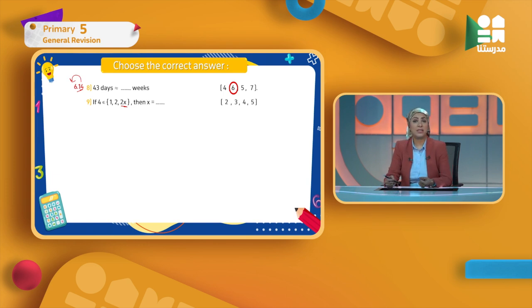So 2 times what gives me 4? It's 2 times 2. So this is the answer. Because when I multiply 2 by 2, the answer will be 4, which is written at the start of the problem, that it belongs to this set of elements. Now question 10. 4.86 divided by 0.9. 4.86 divided by 0.9.